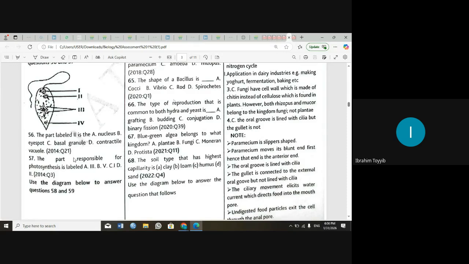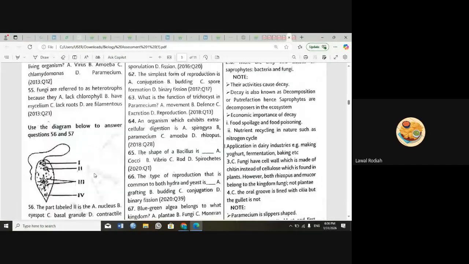So the part responsible for photosynthesis is what? It is part 3, because it's the chloroplast.